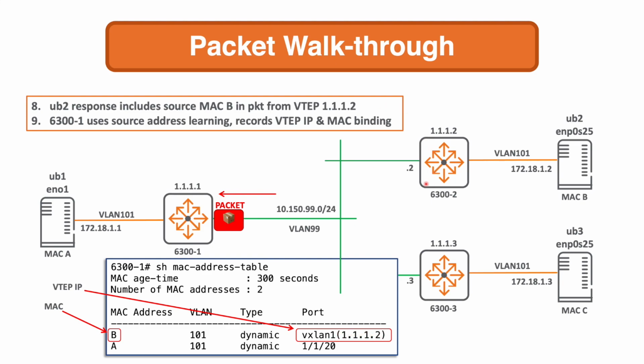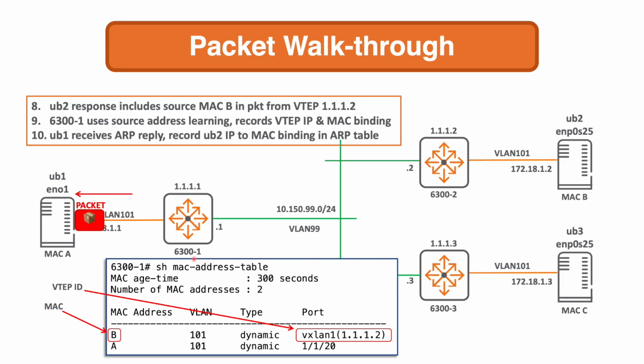1.1.1.2 over here. You can also see that this is just a standard L2 switching table because we've also got this other MAC here, which is A, which is UB1 on the local LAN, and that's learned on port 1/1/20, which is this port here. So VXLAN is using this L2 table to record the MAC and the VTEP IP address binding. 6300-1 will forward on the decapsulated ARP reply, which will hit UB1, and just as standard IPv4 ARP, it will record the UB2 IP address to MAC binding after that successful ARP exchange.